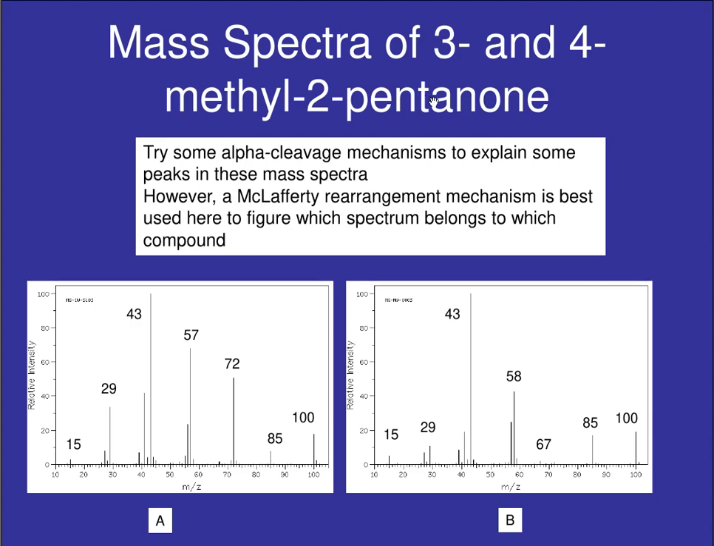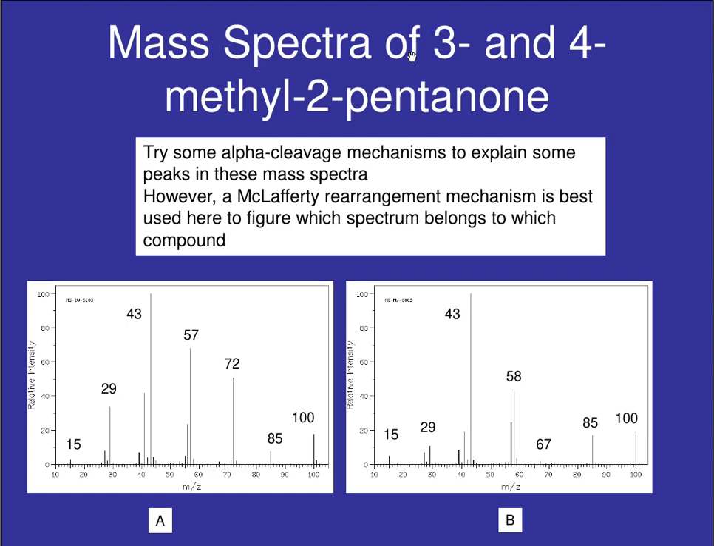As usual, some samples have become mixed, and so we have two spectra of 3-methyl-2-pentanone and 4-methyl-2-pentanone. What we need to do is try to match one of these spectra to one of those compounds and the other spectra to the other compound. You'll notice that we have an m/z of 43. It's a base peak in both cases. And of course you can see the molecular ion of 100 in both cases.